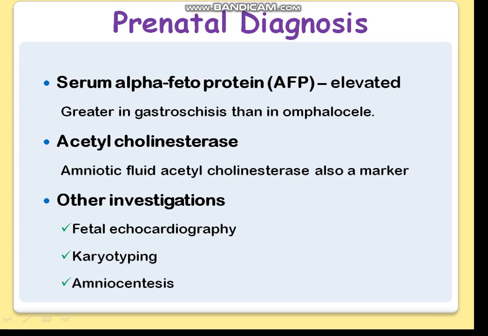The other investigations which need to be done are a fetal echocardiography in order to see any cardiac anomalies, karyotyping of the fetus as well as amniocentesis. So these are the prenatal diagnosis which can be done. Serum alpha fetoprotein which is usually elevated, acetyl cholinesterase level in the amniotic fluid which is also usually elevated, fetal echocardiography, karyotyping and amniocentesis.